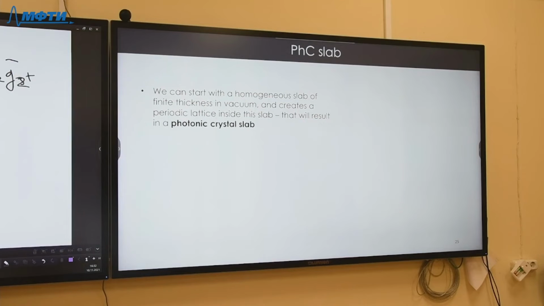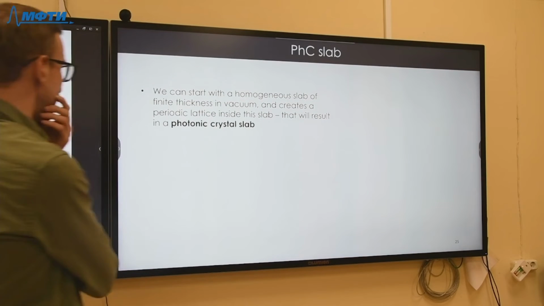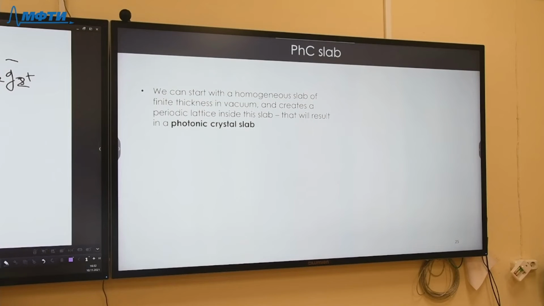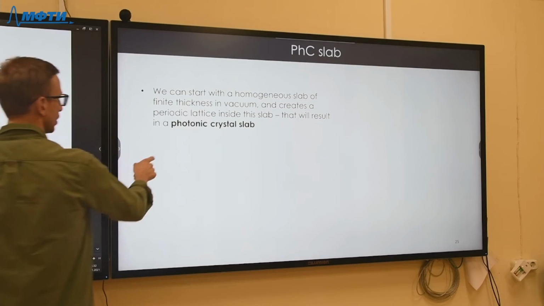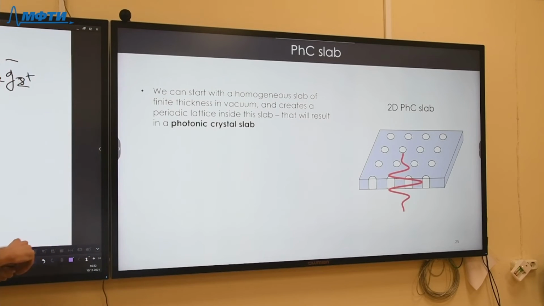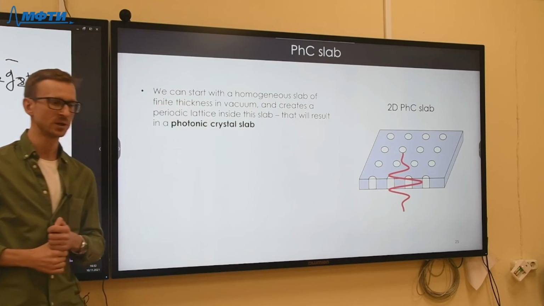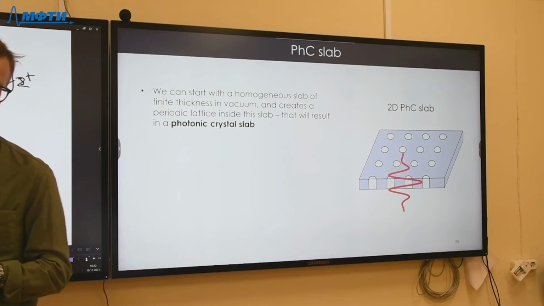Another opportunity arises if instead of an infinite periodic crystal, we start with a slab, for example, a dielectric slab, and on top of that slab, we impose a periodic potential, a periodic lattice of inclusions or holes or any unit cells. And that gives us what's called a photonic crystal slab. So it used to be just a film with resonances above the light line and waveguide modes below the light line, which we studied 2 weeks ago.